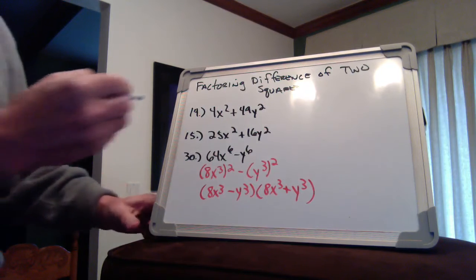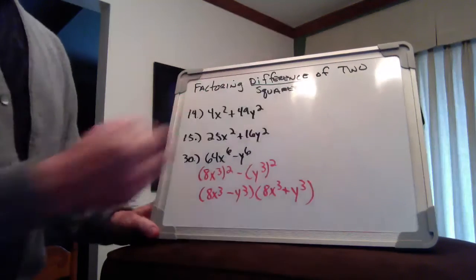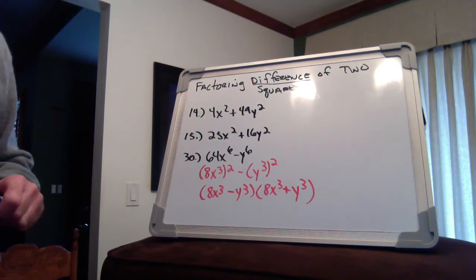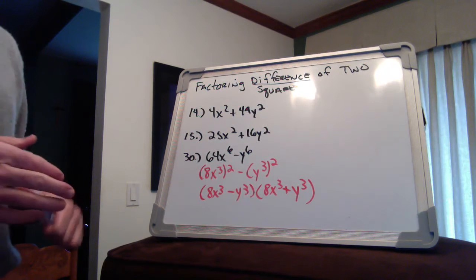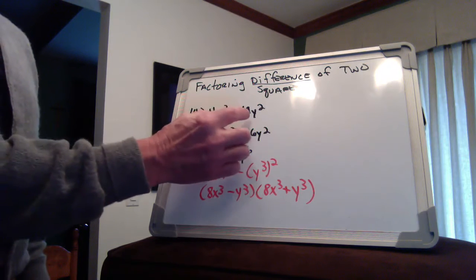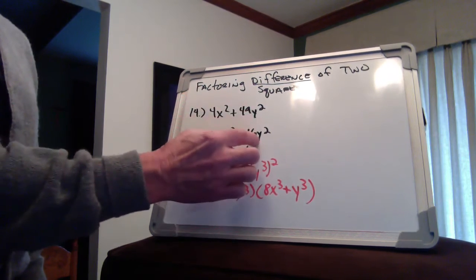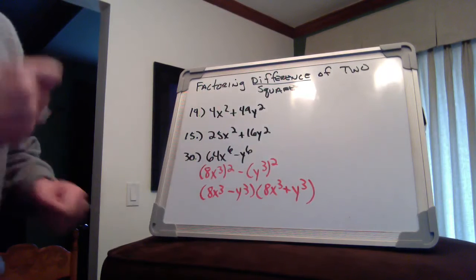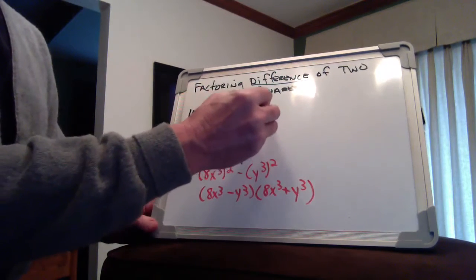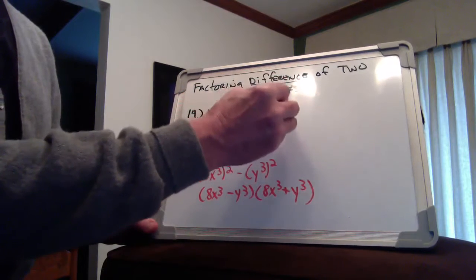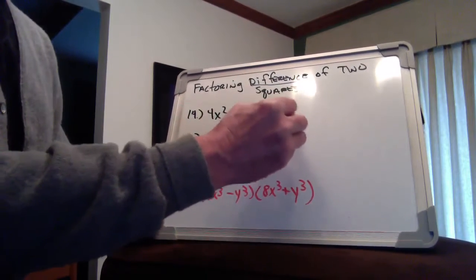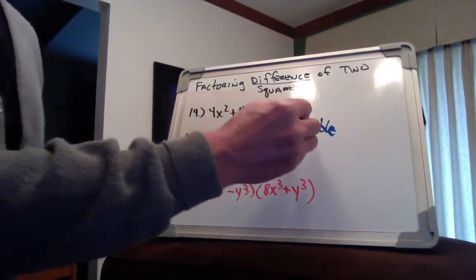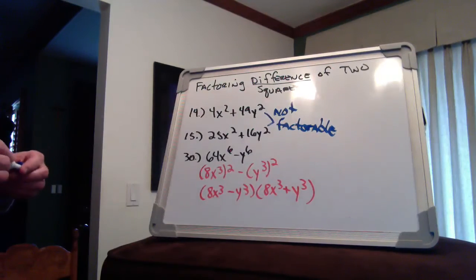Remember here, this is called factoring the difference of two squares, which means you have to have a minus sign as well as two terms that are perfect squares. So both 14 and 15, look at here, both of these terms are perfect squares and so are these, but both of these right here, since it's plus, you can't factor it. So both of these would be not factorable, because they have a plus sign.